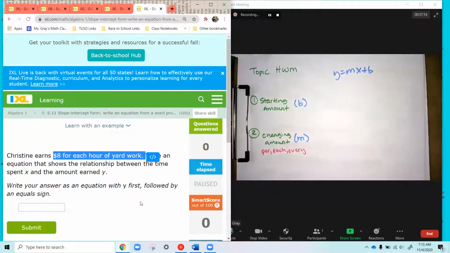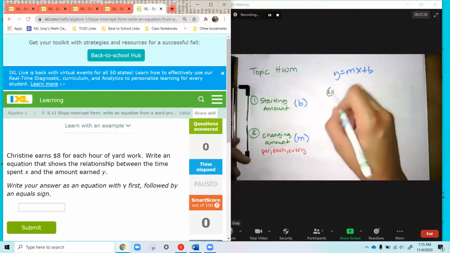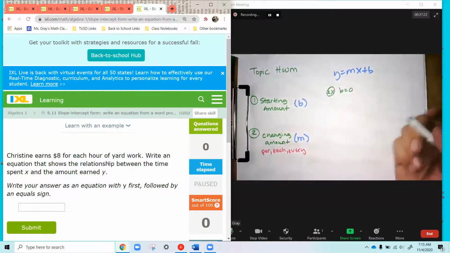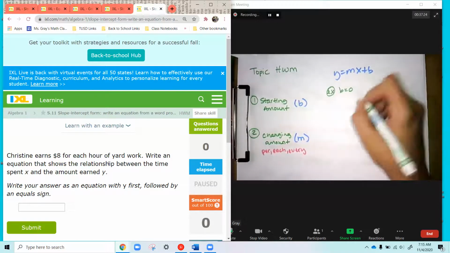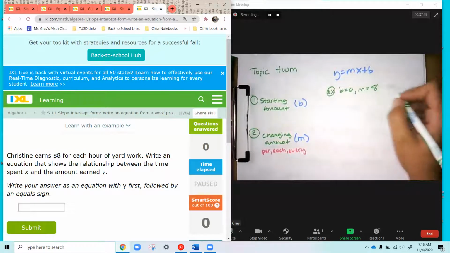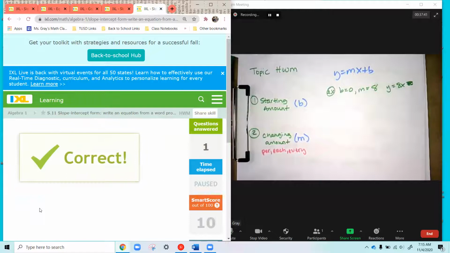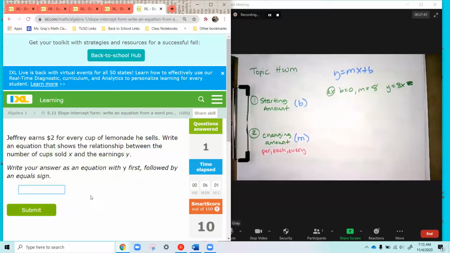So in this example, it doesn't give me a starting amount. If I go through and read this, there is no other number besides that 8. So in this example, B is 0. There is no starting amount. She just has to start earning money, and she is earning money at $8 an hour. So this would be y equals 8x. And you could put plus 0 here, but you don't have to put that plus 0 at the end. You could just put 8x.